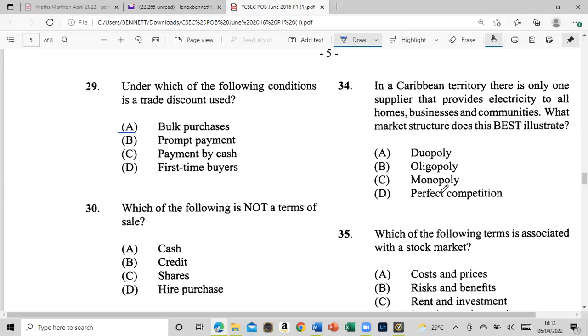All right. Which of the following is not a term of sale? Is it cash, credit, shares, or hire purchase? No, that would be shares. Let me know about this, guys. All right, let's move on to 31.